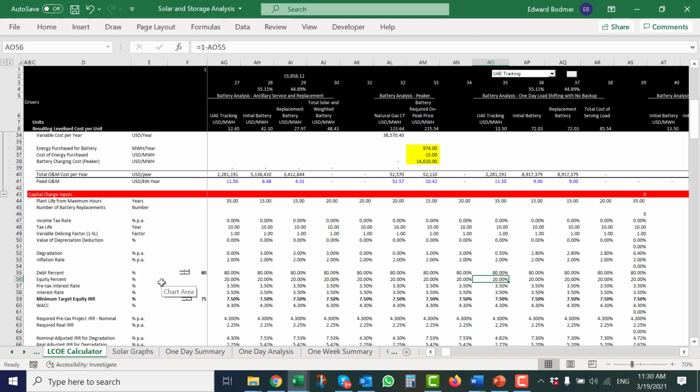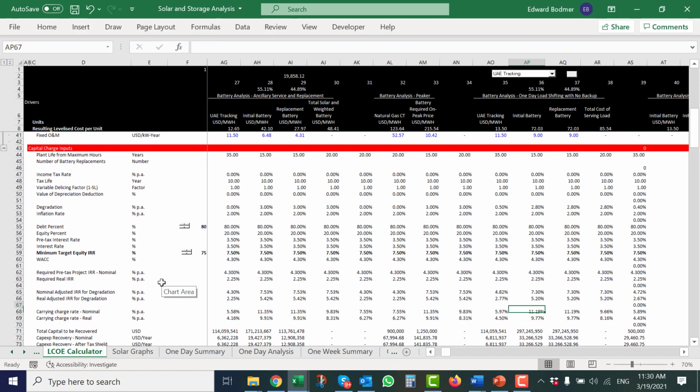And then we put our capital structure, and I keep the capital structure constant, assuming continual refinancings, which really happens. Not this nonsense about just a simple project finance model. And then we put an inflation rate, and we get a real carrying charge rate eventually adjusted for degradation. This is our kind of final number.